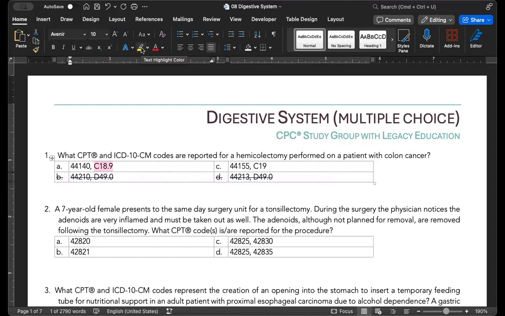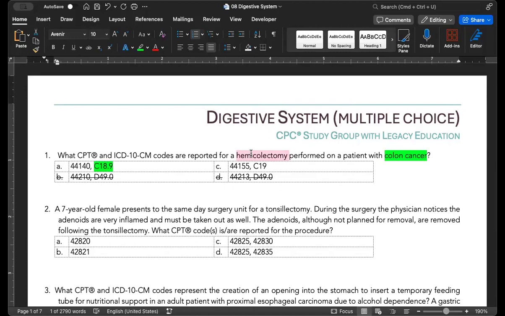I have a question here. Why does it say unspecified, since it's specified that it's hemicolectomy? So the hemicolectomy is going to be our procedure, and that's what our CPT code is going to represent. With the diagnosis code, C18.9, we're only looking at the condition, not the procedure being performed. And then for our hemicolectomy, we go look at our CPT codes, let's go look at the 44140.